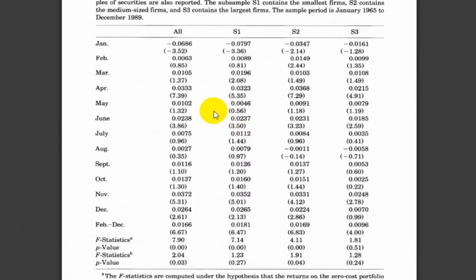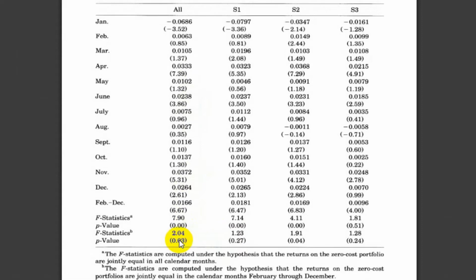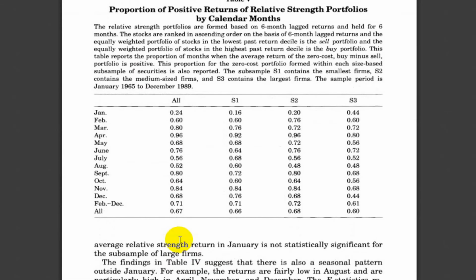So there are also seasonal effects outside of January. For instance, August returns are fairly low, and April, November, and December are fairly high. And so according to the F statistic, all of these differences are significant. So let's go back down to table 5.